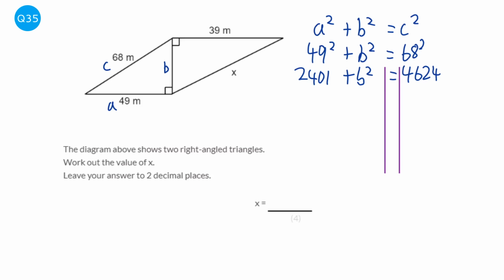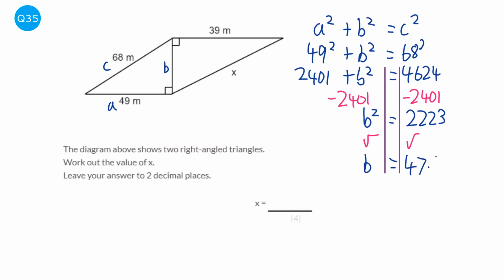And we're going to start by subtracting the 2,401 from both sides. So we've got b squared equals 2,223. Then we're going to square root both sides, and we've got b equal to 47.148, and so on.